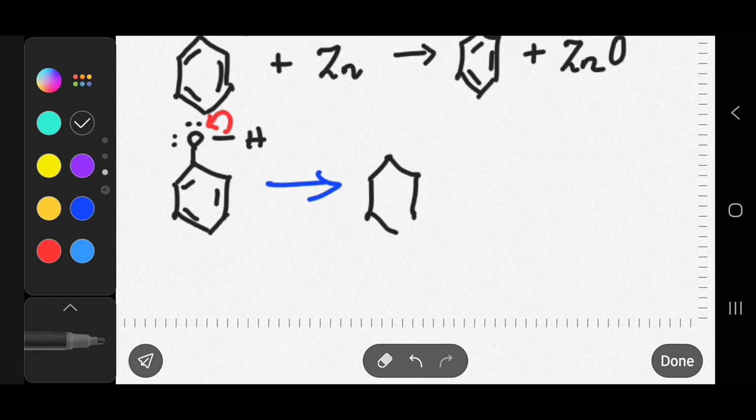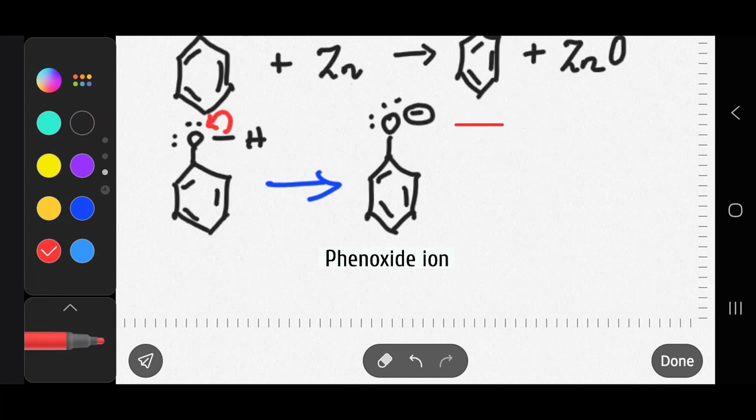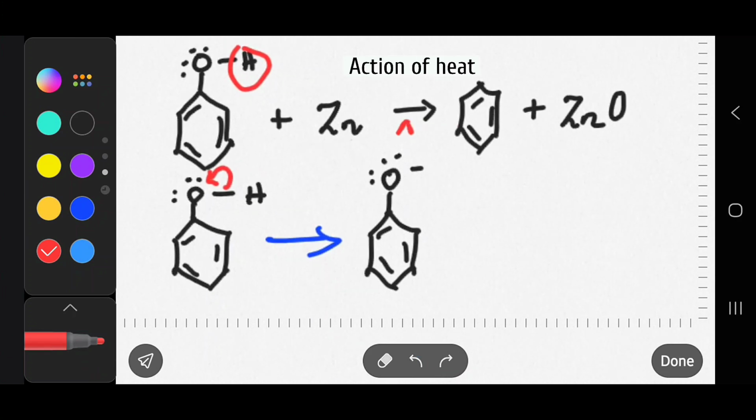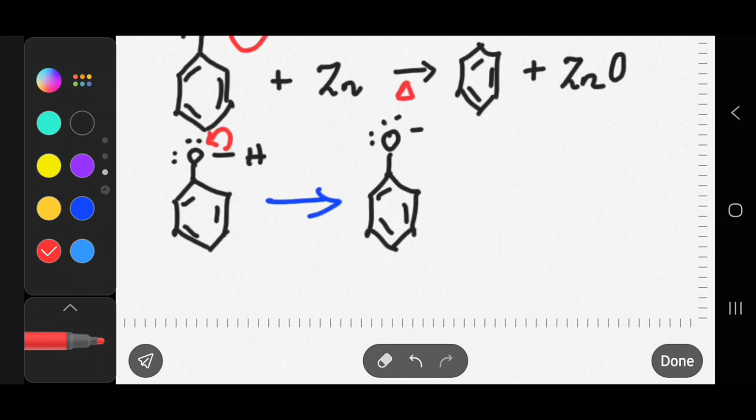You're essentially going to form what is called a phenoxide ion. Phenoxide ion is just a phenyl group with the oxygen, and you have the excess electron. You have to understand that this is coming as a result of this bond over here. Now that we have the phenoxide ion, the next thing is, I forgot this heat. So this means that heat is needed in the reaction.